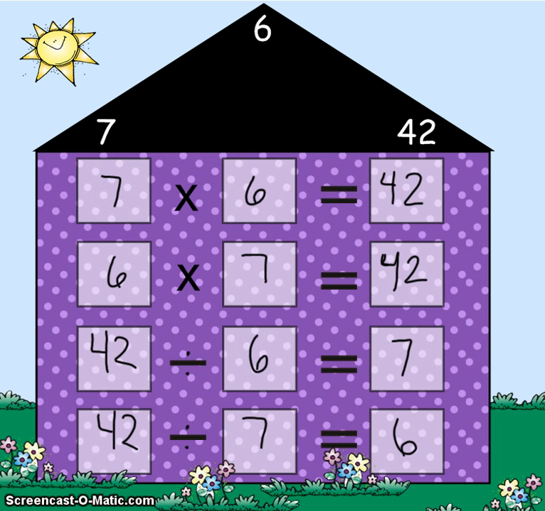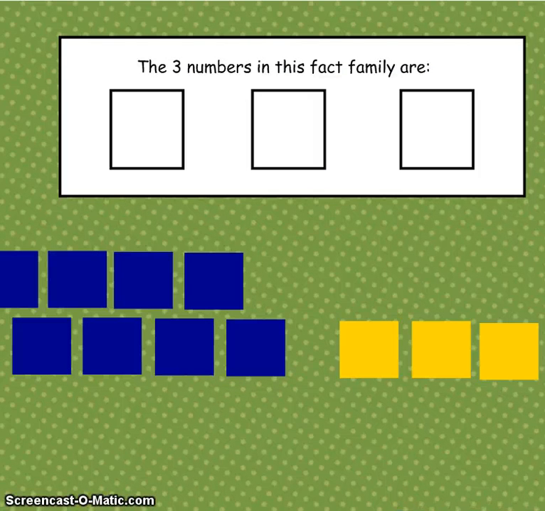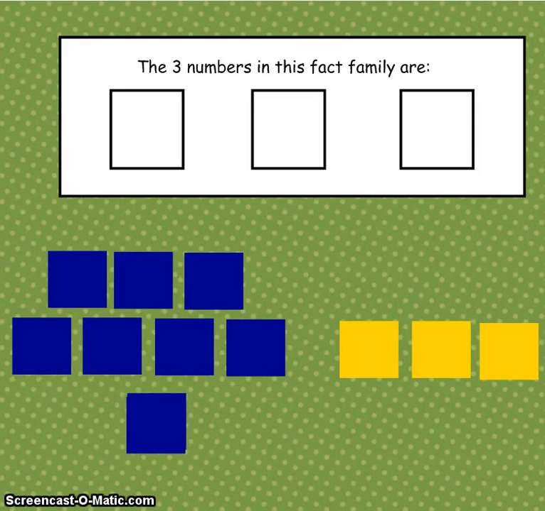Now they're not always going to be in a nice little house like this. Sometimes you'll see them with blocks. So, what would our numbers be here? Make sure those are all on the screen there first. Okay. What are the three factors in this fact family? The three numbers in this fact family.